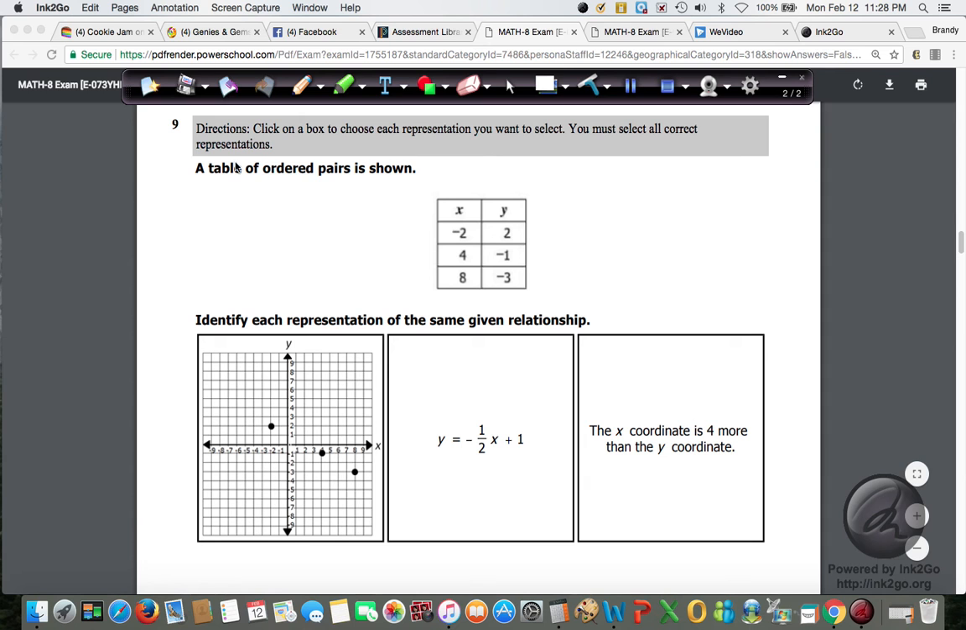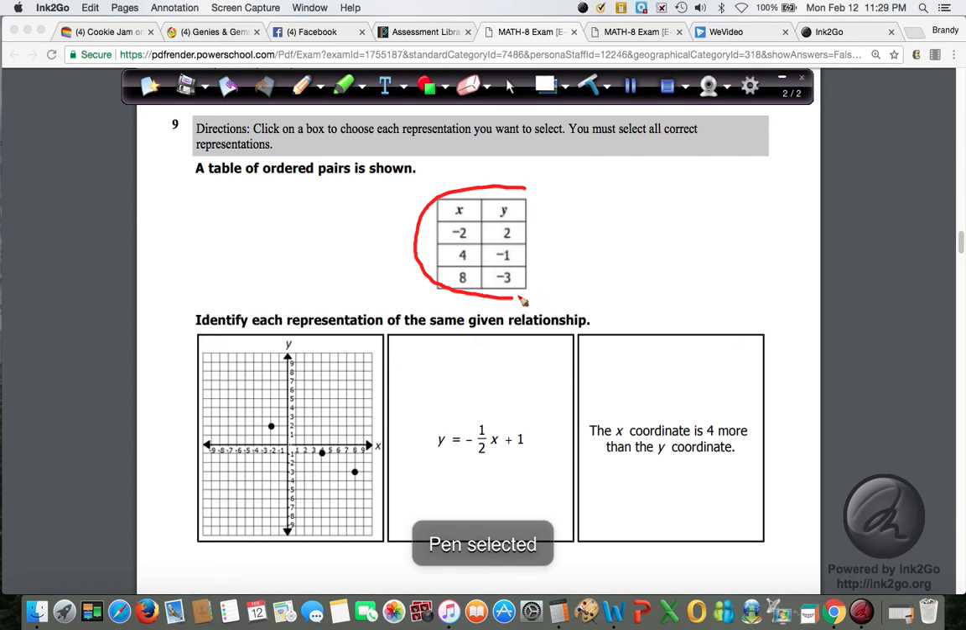Okay, here we have number 9. Again, this is a TEI, and they give you directions at the top. Click on a box to choose each representation you want to select. You must select all correct representations. So they're going to give you a table of ordered pairs as shown. That's this guy right here. Okay, so they're giving you a table again. And now you have to identify each representation of the same given relationship.